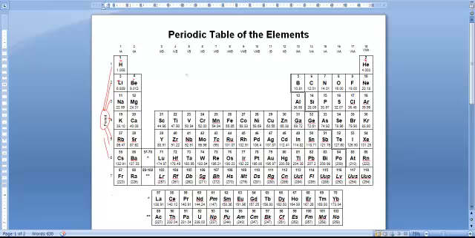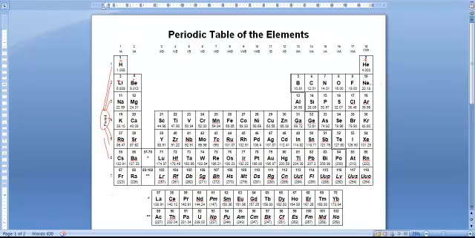And the idea with the periods is that as we start a new one, the properties are repeating themselves. So lithium is very similar to sodium. And so when we start the new period, we have similar properties again. Potassium is very similar to sodium. So when we start the new period, we have similar properties. They end very different than they started. Neon is very different from lithium. Argon is very different from sodium. But when we end, they're very similar.